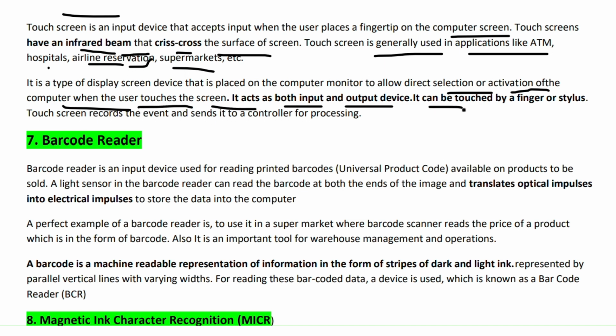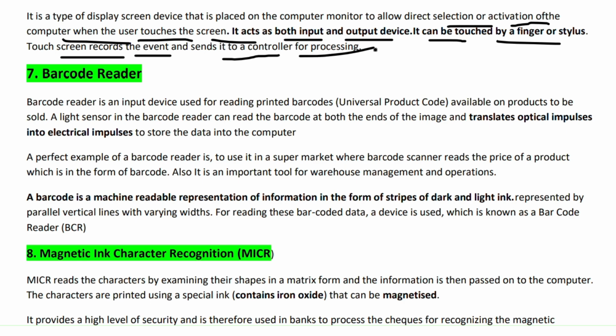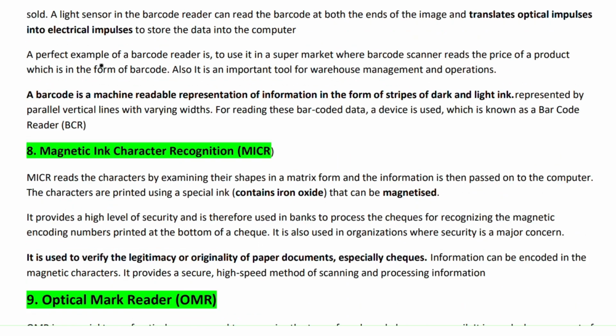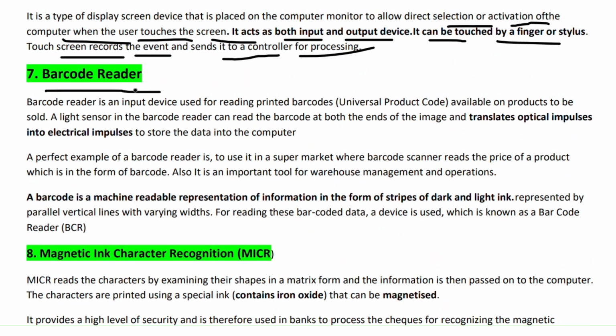It acts as both input and output device. It can be touched by a finger or stylus. Touchscreen records the event and sends it to a controller for processing. ठीक है. Barcode reader.